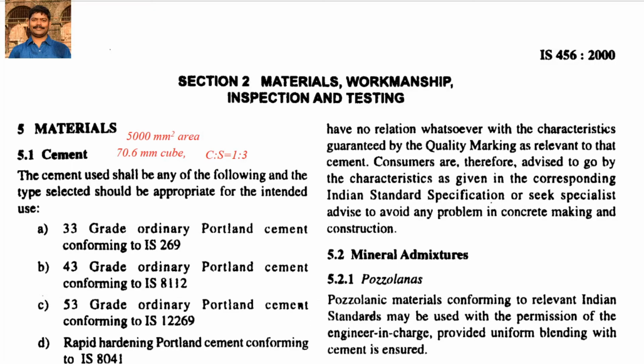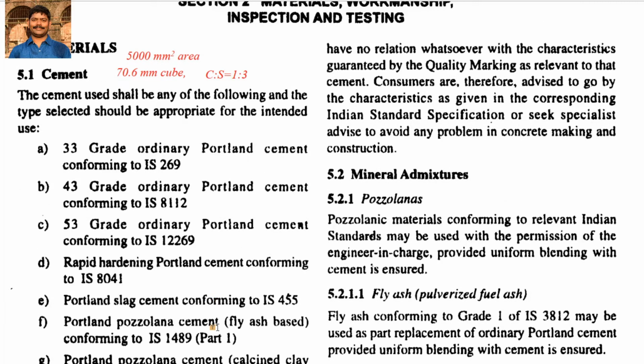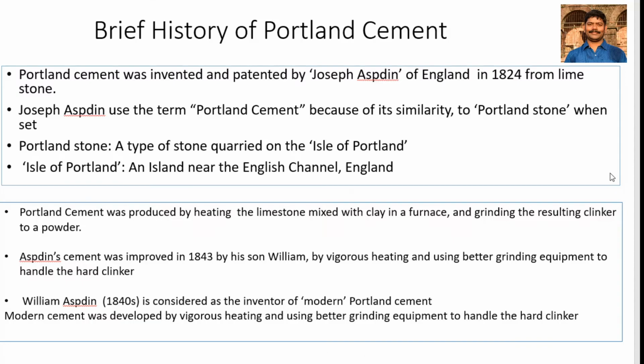The first part of Section 2 is the cement. Here we will find there are different qualities of cement, in the sense of 33 grade, 43 grade, 53 grade. These three grades are basically based on the compressive strength of the cement. You see the grades 33, 43 and 53 are grades of ordinary Portland cement.